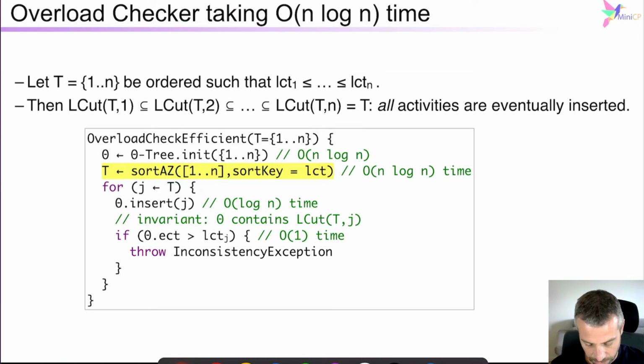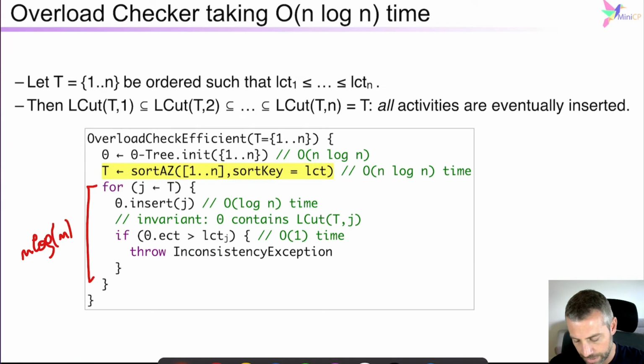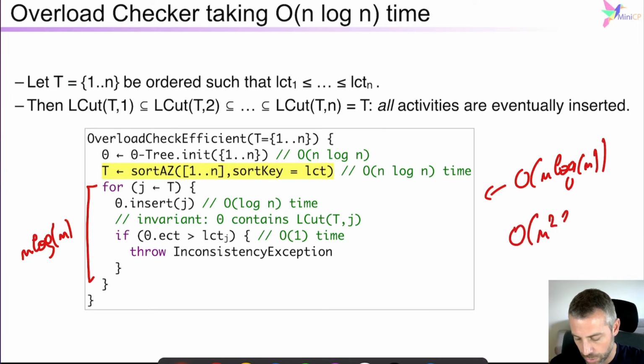Just the initialization of the theta tree is n log n, because you will sort the activities according to the earliest start time. Then you pay n log n for the sorting of the activities. You iterate, each insertion there is log n. So overall, this loop here is again n log n. And so the total time complexity is order of n log n, which is better than the previous n squared log n.